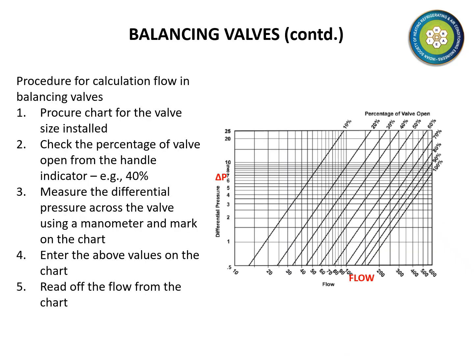You will need to procure the chart shown on this slide from the valve manufacturer. Then you have to have a look at the valve itself and check the percentage of valve open from the handle indicator. For example, let us say 40%. Next, you should measure the differential pressure across the valve. You can now read off the flow rate from the chart as shown.